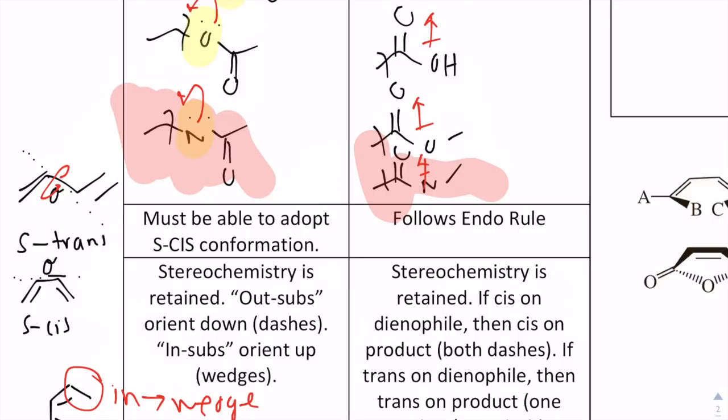Always. So then, when I talk about my dienophile, the stereochemistry is retained as well. If my substituents are cis on that dienophile, then they're going to be cis on my product, both dashes. If it's trans on the dienophile, then they're going to be trans on the product, so one wedge and one dash. And that's what we mean by Diels-Alder being a very, very highly stereospecific reaction, because not only is the stereochemistry of the diene retained, but also of the dienophile.